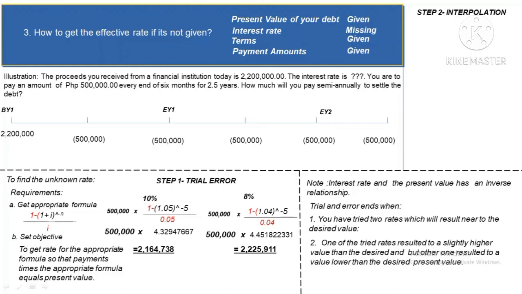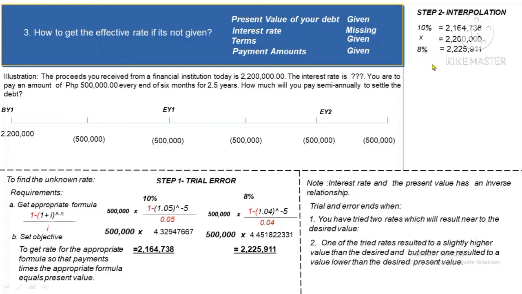In this particular step, the first thing that we should do is to arrange the tried rates as well as the resulting present values. So we have 10%, and the 10% resulted to 2,164,738. We also tried 8%, and the resulting present value is 2,225,911. After that, we're going to put in the middle the 2.2 million, which is the desired present value, and the x, which represents the unknown effective rate.